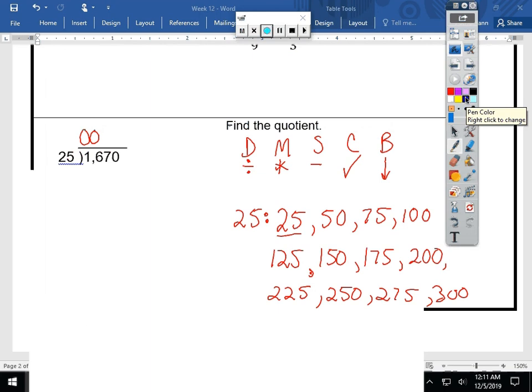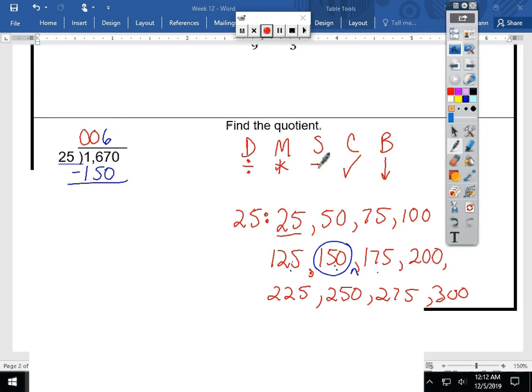I'm looking for 167. I have 125, 150, 175 is too much. 167 is in between these, isn't it? So I'm going to use this 150 to help me. So the question is, how many times was that? Counting by 25s, that was my first, second, third, fourth, fifth, sixth multiple. So I'm going to put a 6 up top in my quotient. And I'm going to say 6 times 25 is 150. That's that multiplication step that we just did.